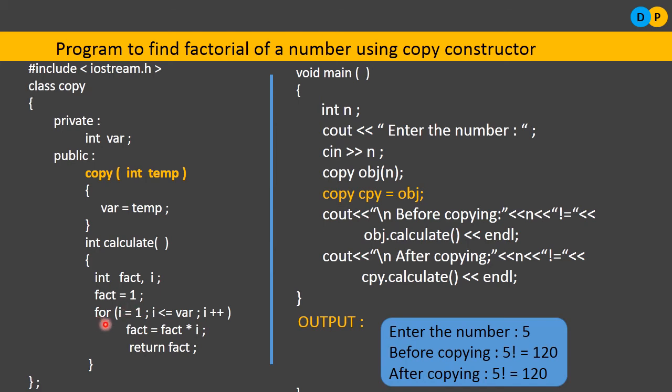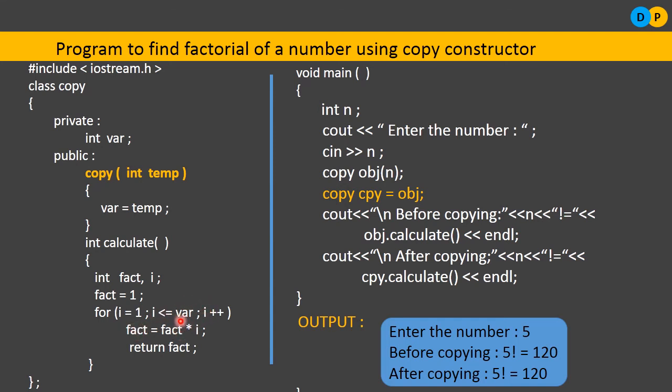For loop, for I is equal to 1, 1 less than or equal to 3. Yes, 1 is less than 3, so I will execute this statement: fact is equal to fact into I. What is the fact value? 1. 1 into I value, which is also 1. So 1 into 1 is 1. The answer 1 will be stored in fact.